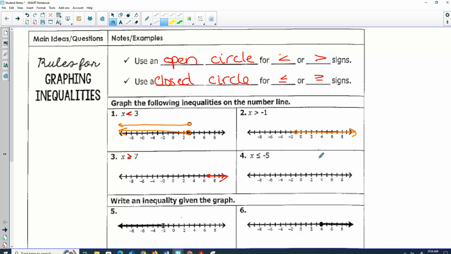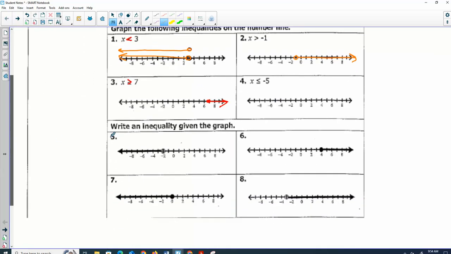This one, would it be open or closed? Closed because it has an equal to. Which way is it going to extend? Left. It's saying x is less than, so it's smaller than the -5. Okay, so all of those numbers, what the line covers, those are the solutions, the numbers that would be smaller than -5.